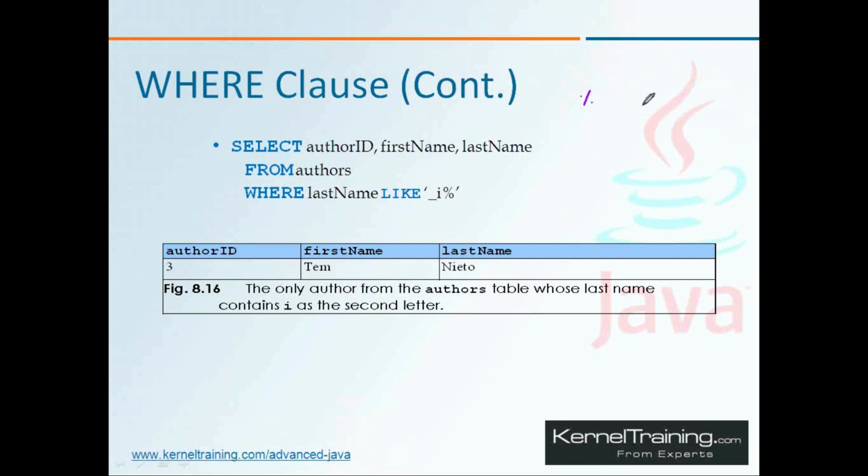Percentile represents more than one character. Underscore represents a single character. So here I am asking that my first character could be anything, but the second character must be I, and the remaining characters could be anything. After I, it can have any number of characters, whatever they may be. According to your condition, yes Vikas, the second character is I, so we got this output.